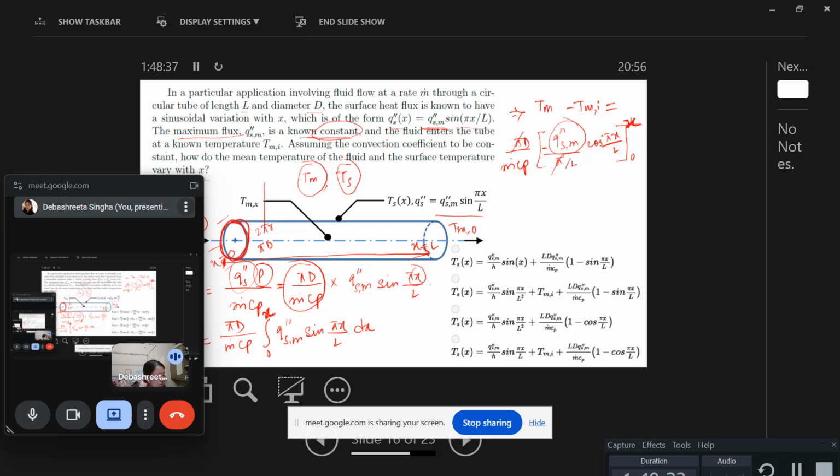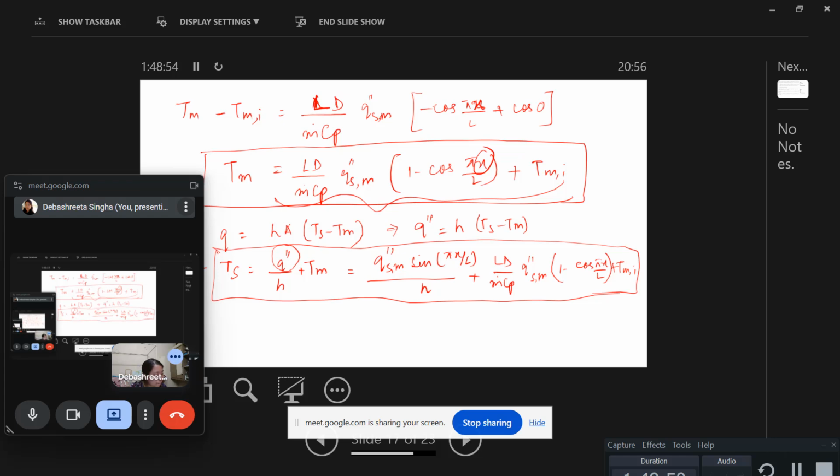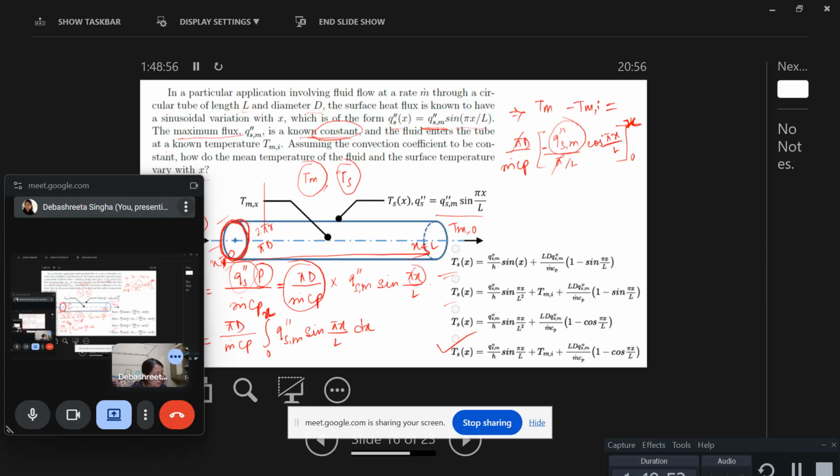In the options they have given only Ts, so the answer will be the last option: Ts is equal to Qsm by h sine pi x divided by L, plus Tmi, plus L d Qsm by m Cp into 1 minus cos pi x by L.